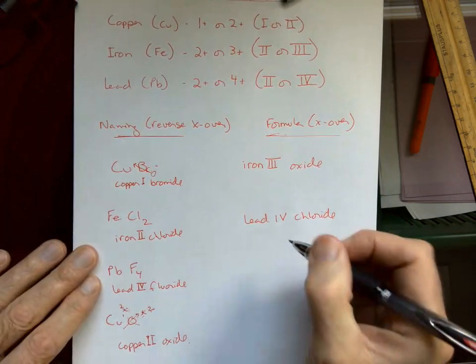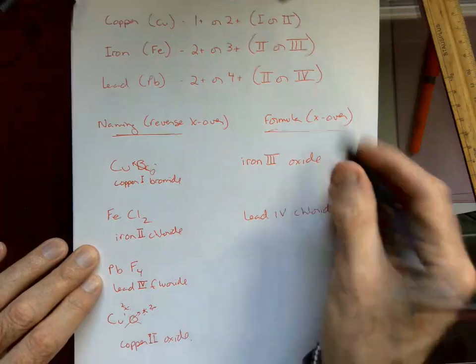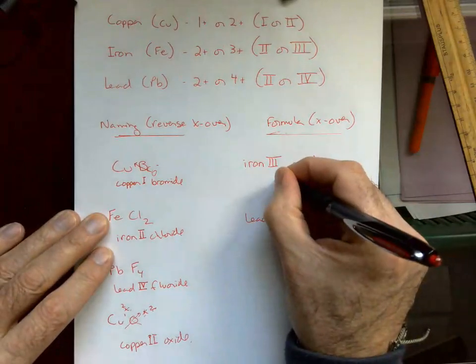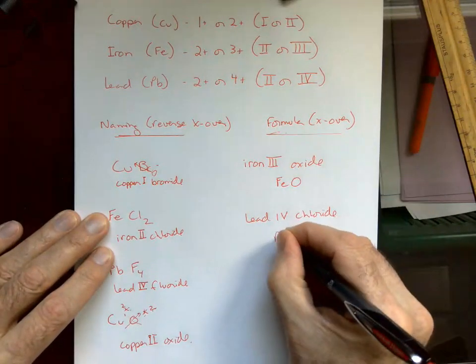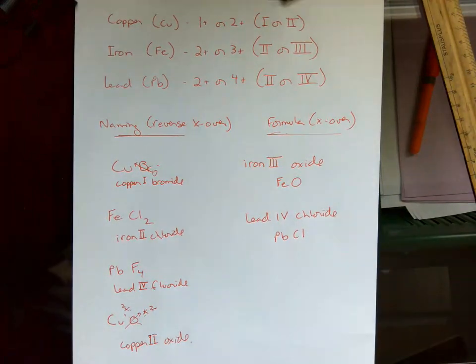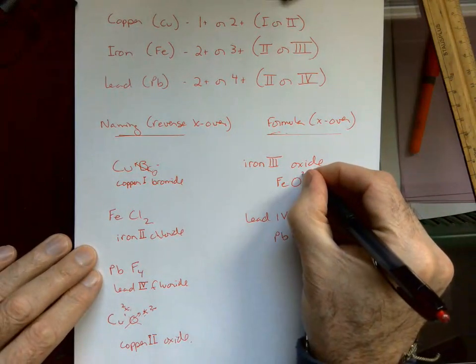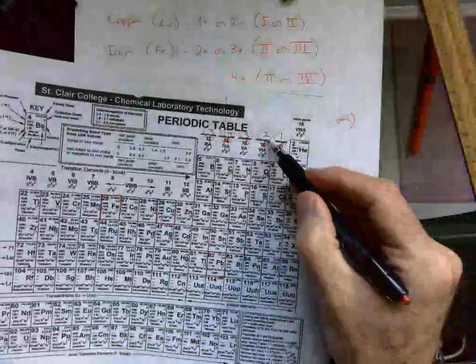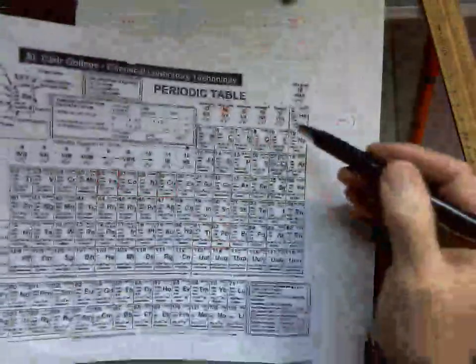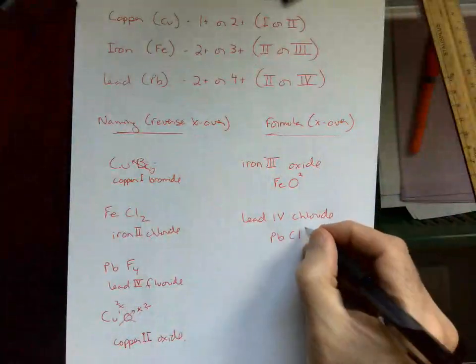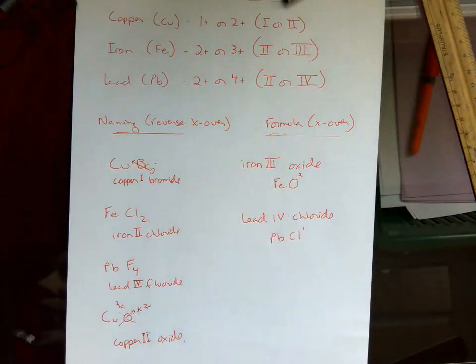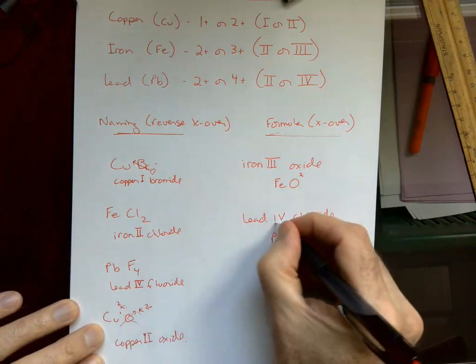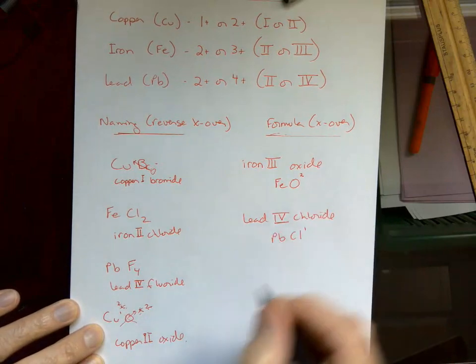Now, to do the formula, it's the same rule we've always used. It's the crossover rule. So you write your elements down, and then you do the crossover rule. Well, if we go on our periodic table, oxygen has a crossover number of 2. And chlorine has a crossover number of 1. But what are iron and lead's crossover numbers?